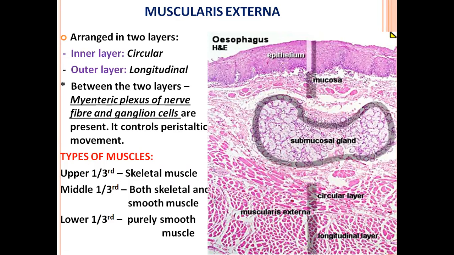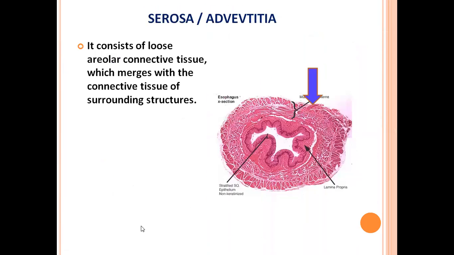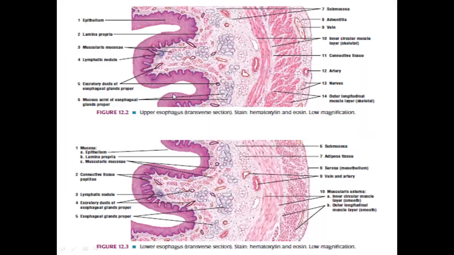Now, if you just see the gross anatomy of the esophagus, along the length of the esophagus, in the upper one-third we have skeletal muscle. In the middle one-third we have both skeletal and smooth muscle, whereas the lower one-third shows purely smooth muscle. Okay, now this is the outermost covering. In most of the upper part, because it has no peritoneal covering, we have adventitia, where we have loose areolar tissue, which merges with the connective tissue of surrounding structures.